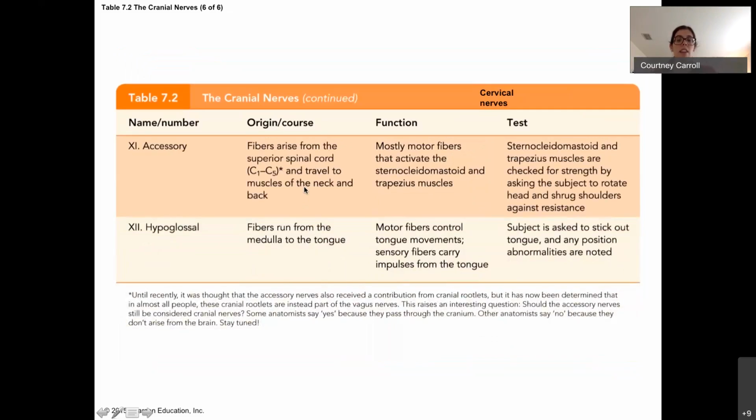Cranial nerve 11, that is our accessory nerve. This is going to come from the superior part of your spinal cord, and this is going to travel to the muscles of your neck specifically. So your sternocleidomastoid and your trapezius muscles are innervated by cranial nerve 11. And then finally, we have cranial nerve 12, or hypoglossal. This is the motor fibers for moving your tongue around, as well as more sensory fibers from your tongue. So cranial nerve 12, all about the tongue.